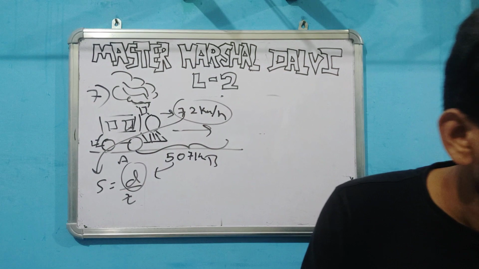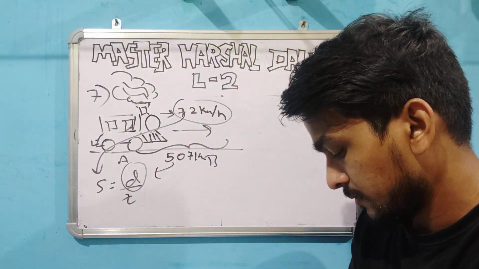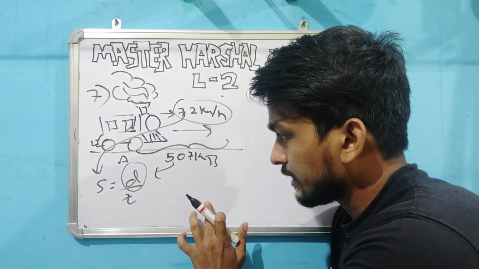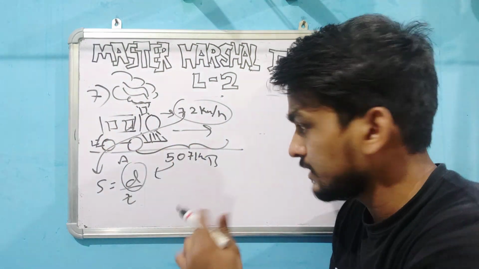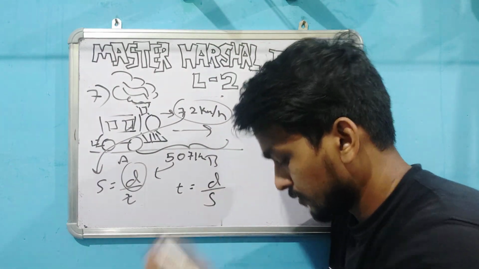Again, this is the same type of sum. What we have is this. So t will go up and s will come down. Just like t will go up, d is there, s will come down.